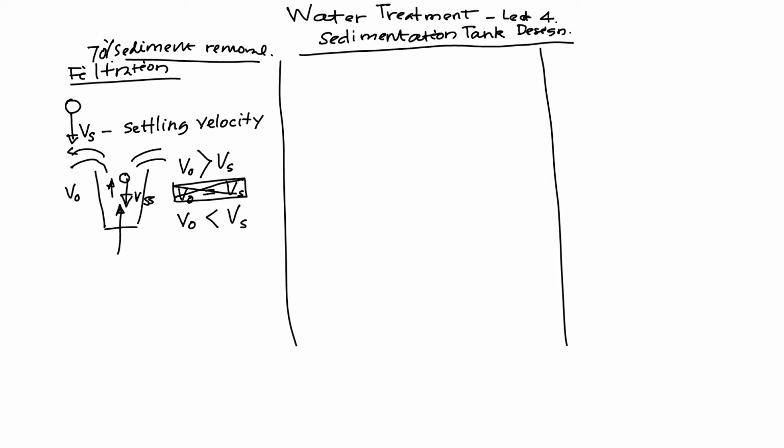Now what is V0 here? We define this V0 as the overflow rate. That's why V0 is written to mean overflow rate. Some people call this one the surface loading rate, because the water is assumed to be flowing over the top of the tank. Surface loading rate.